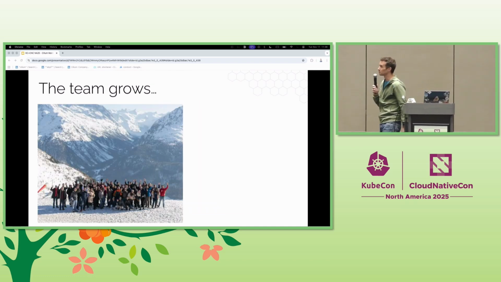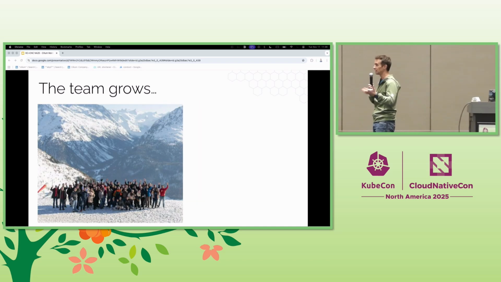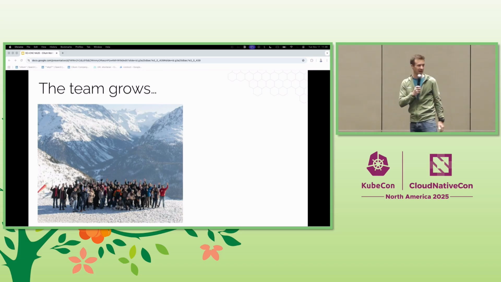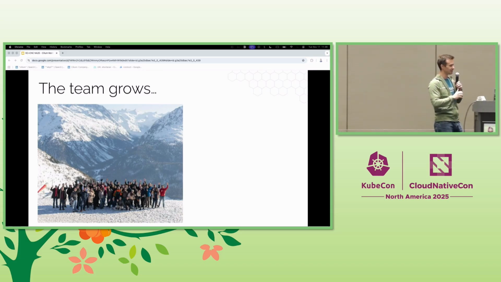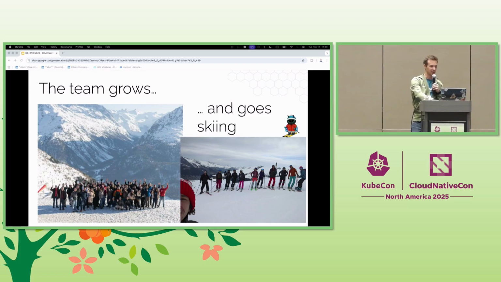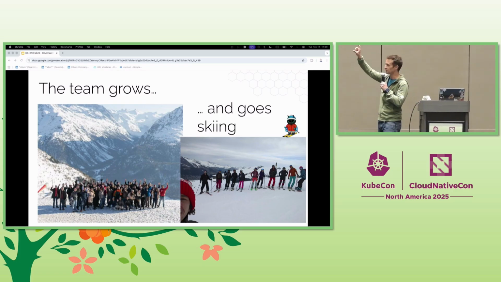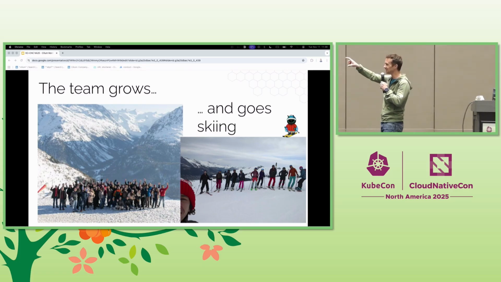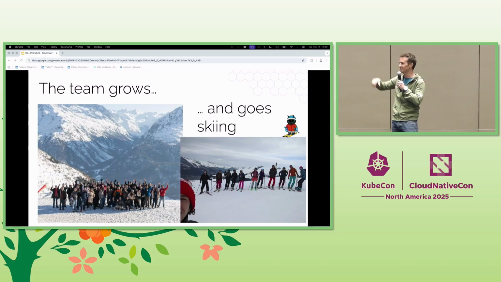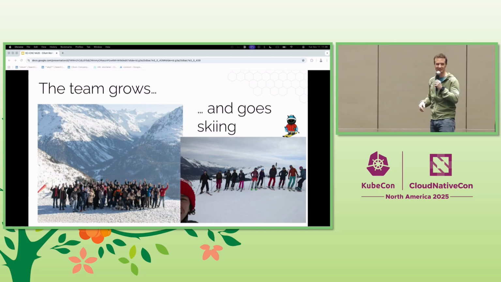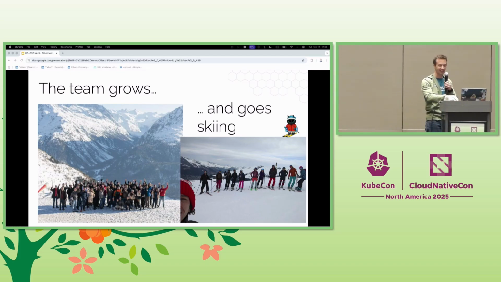The team kept growing. Kubernetes started growing. Cloud Native started growing. So we started expanding the team to have a bigger engineering team to drive forward Cilium. And we also went skiing and actually found a picture that shows half of Bill. So the person there with the red cap, that's Bill Mulligan, taking, I guess, a selfie.